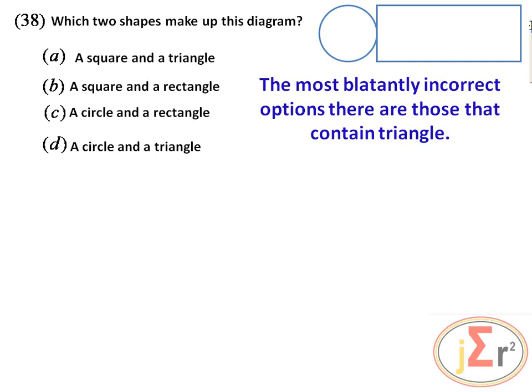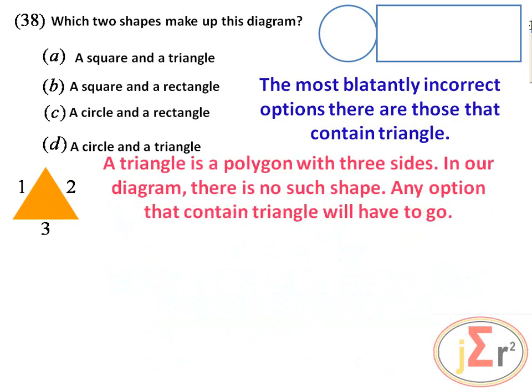And a triangle has how many sides, Jerry? 3 sides. Okay, so the triangle has 3 sides. A triangle is a polygon with 3 sides. In our diagram, there is no such shape. No shape that has 3 sides. Any option that contains triangle will have to go out.